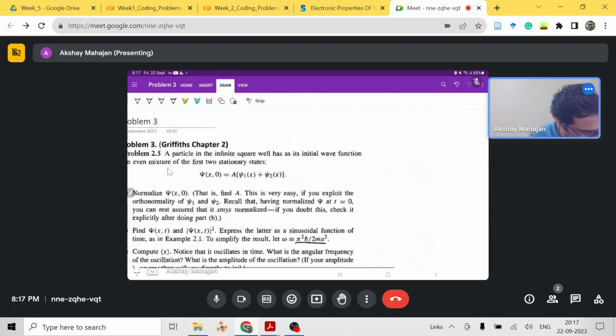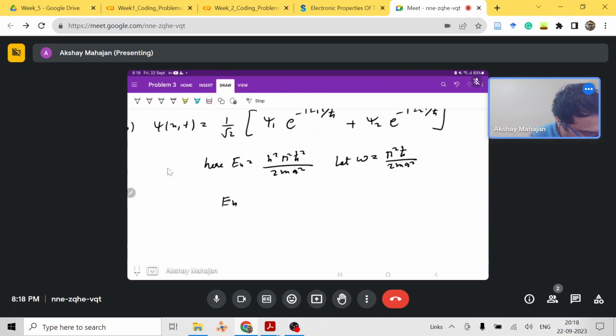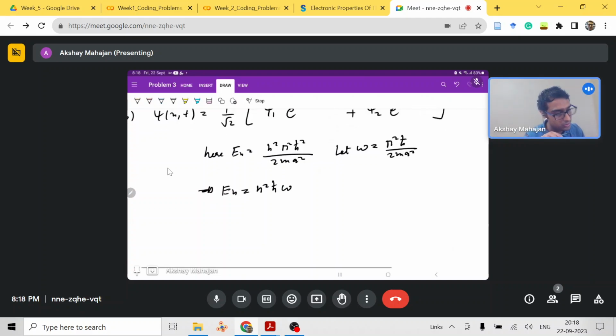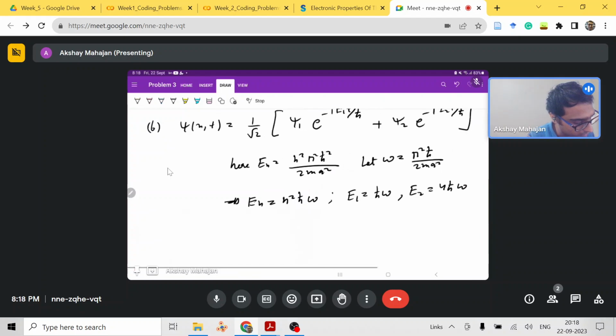Okay, π²ħ²/2ma². So in that case our E_n is equal to n²ħω, because π²ħω is this, so this is our E_n. This implies our E1 value will be equal to ħω, and our E2 value will be equal to 4ħω. Okay, now we just have to put these values here.